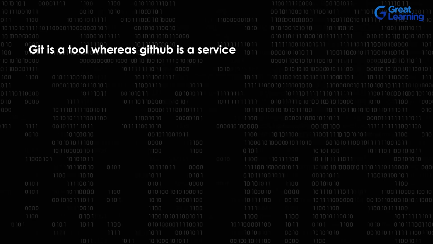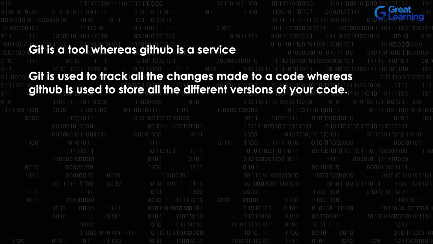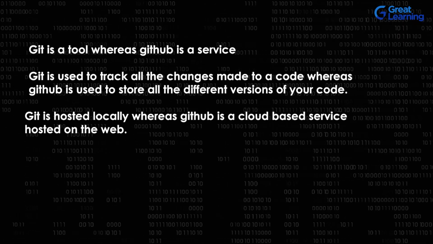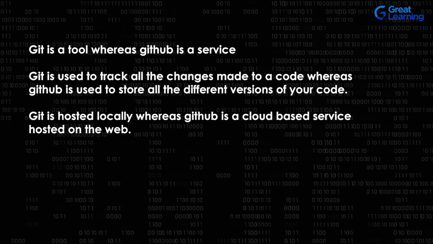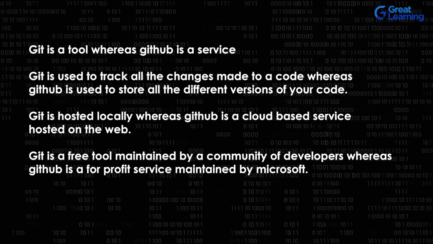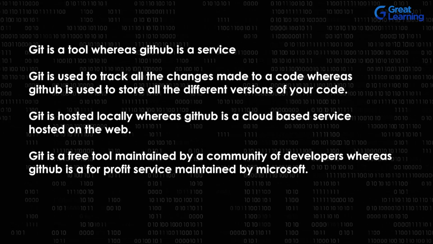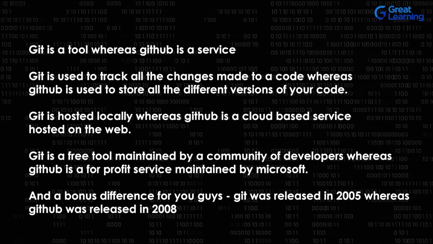All right, guys, now let's go ahead and summarize all the different differences we've seen so far. Git is a tool, whereas GitHub is a service. Git is used to track all the changes made to a code, whereas GitHub is used to store all the different versions of your code. Git is hosted locally, whereas GitHub is a cloud-based service hosted on the web. Git is a free tool maintained by a community of developers, whereas GitHub is a for-profit service maintained by Microsoft. And as a bonus difference for you guys, Git was released in 2005, whereas GitHub was released in 2008.